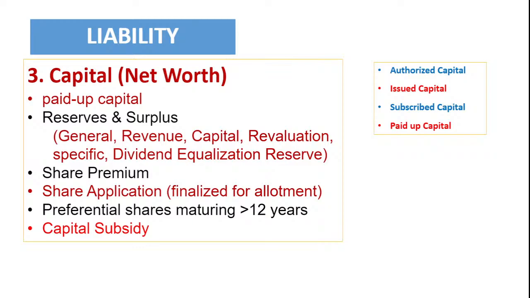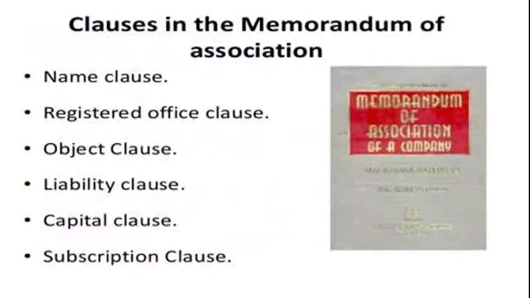I have seen the response many times. People are giving the wrong answer that authorized capital is part of the capital, or issued capital, or subscribed capital. It is only the paid up capital which is part of the net worth. So what is the difference then between authorized capital, issued, subscribed, and paid up capital? So okay, see, I will tell you with this.